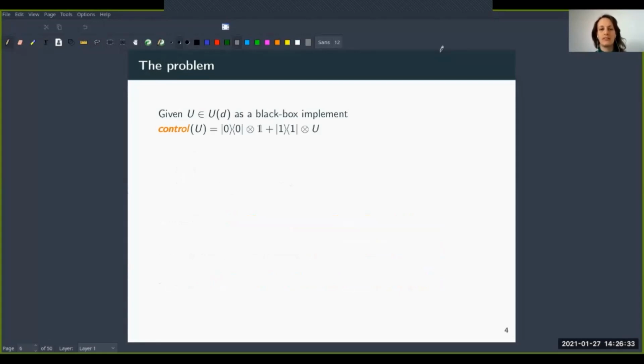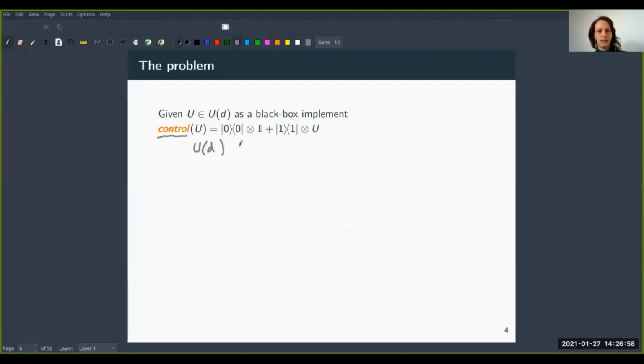The problem can be formulated very simply. Given a d-dimensional unitary U as a black box, implement control of U, which is controlled U, i.e. an operator which implements the black box if and only if the control is 1. So here I formulate this as a function from unitaries to linear operators on the task Hilbert space. I call this the task function, and the task Hilbert space in this case is the tensor product of the control qubit and the target qudit.